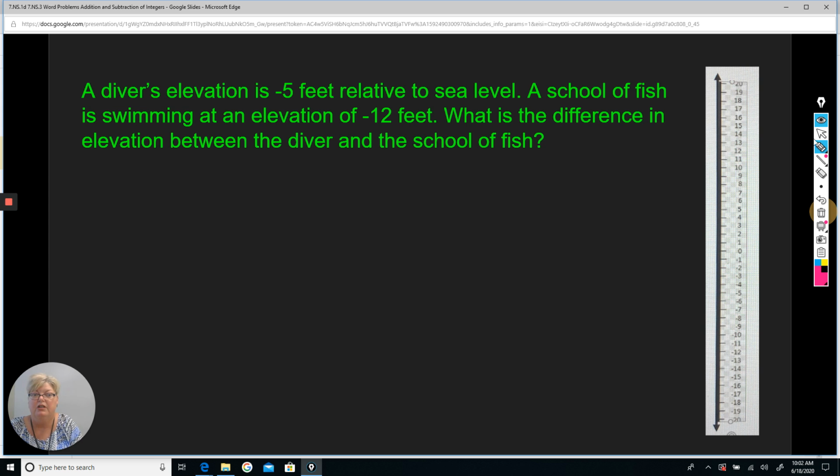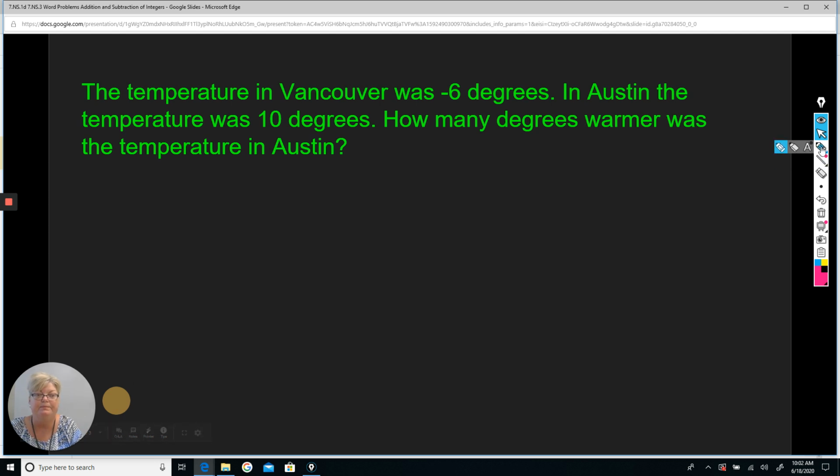Now we're going to look at another story problem just to have a little extra practice. I'm going to go ahead and write down what I know. I always like to do that to make sure I can list everything the story tells me. The temperature in Vancouver was -6 degrees. In Austin, the temperature was 10 degrees. How many degrees warmer was the temperature in Austin?